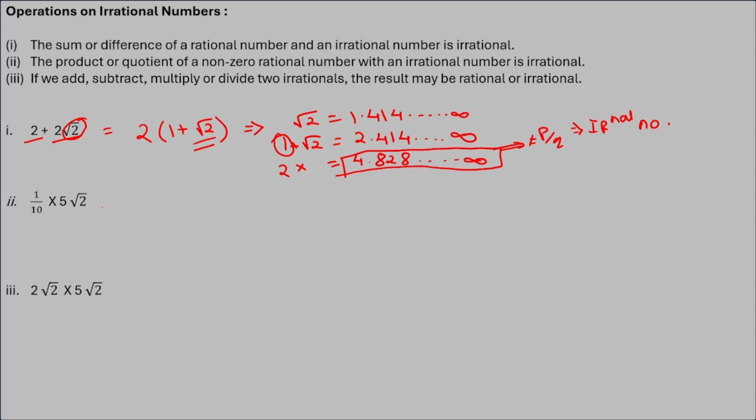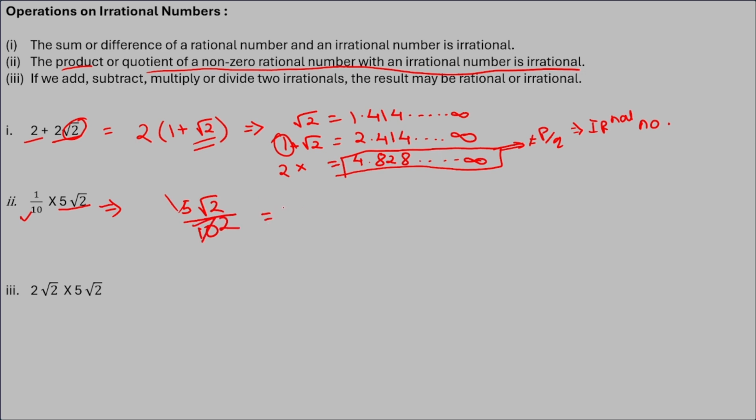Okay, so going on next, what will be the product or quotient of a non-zero rational number with an irrational number? We need to prove it is irrational. So how will we do it? This is a rational number in p by q form, 1 is p, 10 is q, multiplied with an irrational number which is 5 root 2. So the final value will be 5 root 2 divided by 10. 5 ones are 5, 5 twos are 10, right?